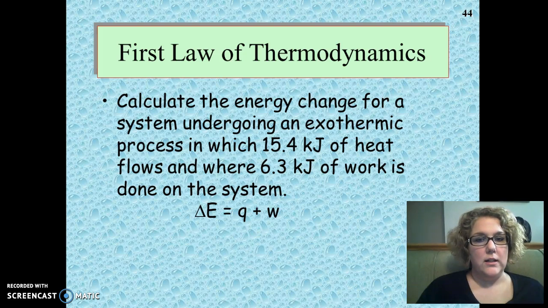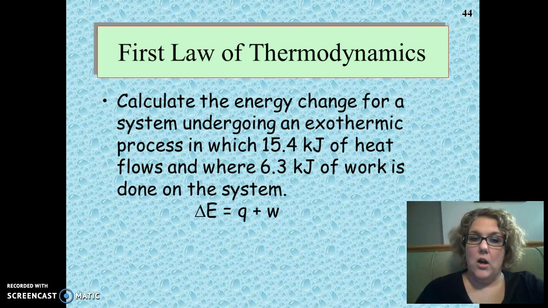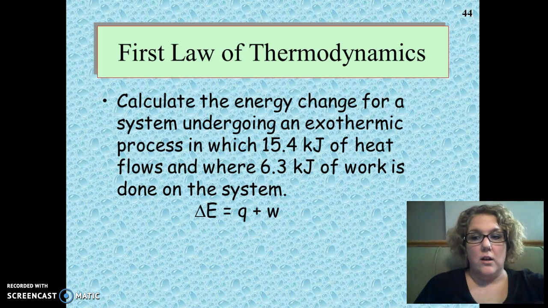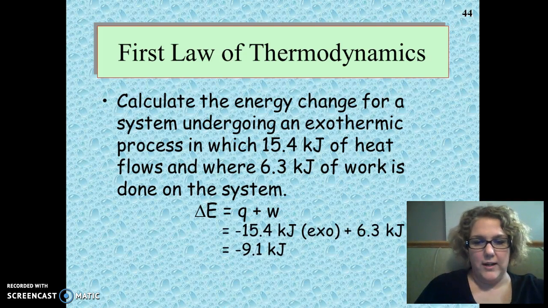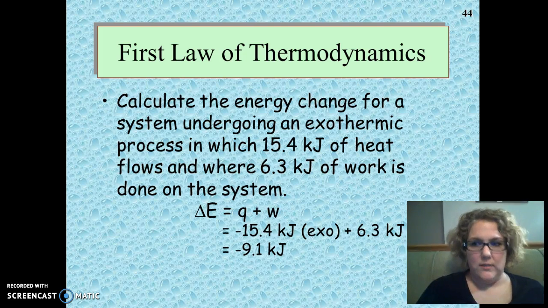Okay, here's another sample problem though. Calculate the energy change for a system undergoing an exothermic process in which 15.4 kilojoules of heat flows out, because it said it's exothermic, and where 6.3 kilojoules of work is done on the system. So that'll be positive because work was done on the system. It's like getting a massage. Okay? So add the two numbers together, voila.